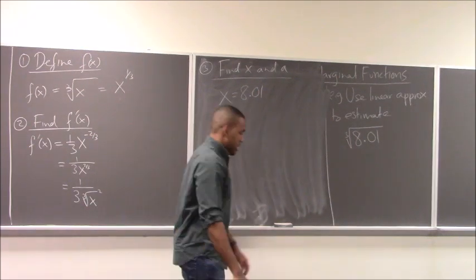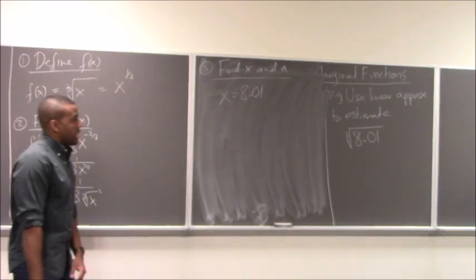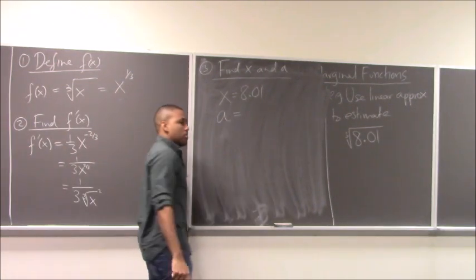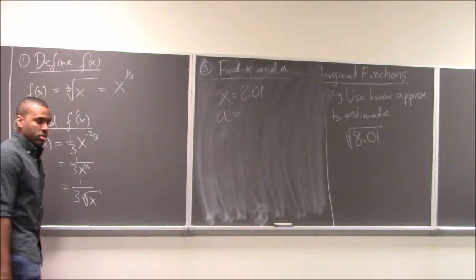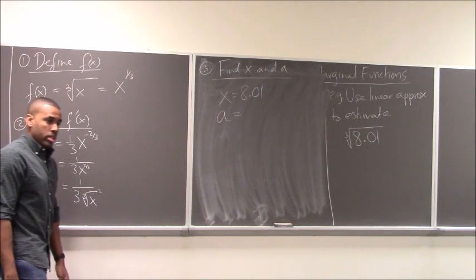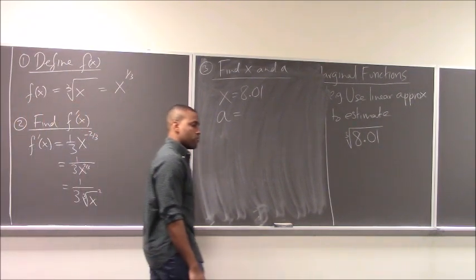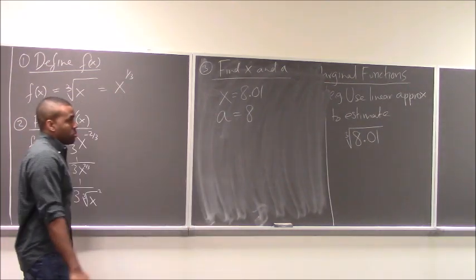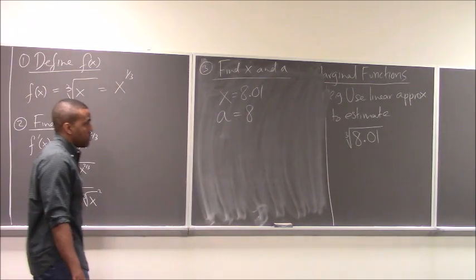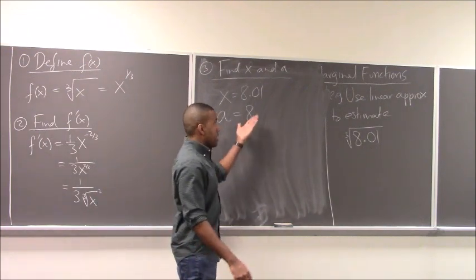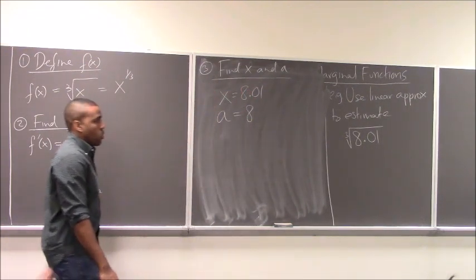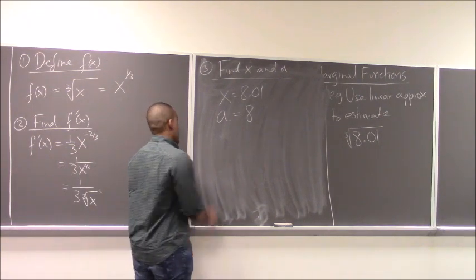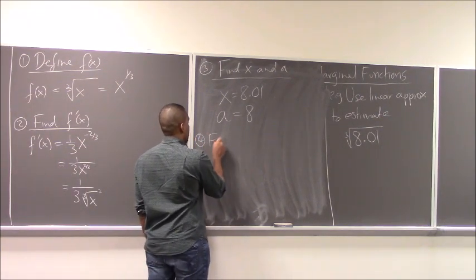So x is the input value that you want to approximate your function at, and a is something close to x for which we know all the information already. Okay, so what would I choose a to be here? 8. Right? That's the closest thing to 8.01 that I know the cube root of, and they're pretty close. They're off by 1/100. Okay, so that's your x and your a, and then just plug into the formula.